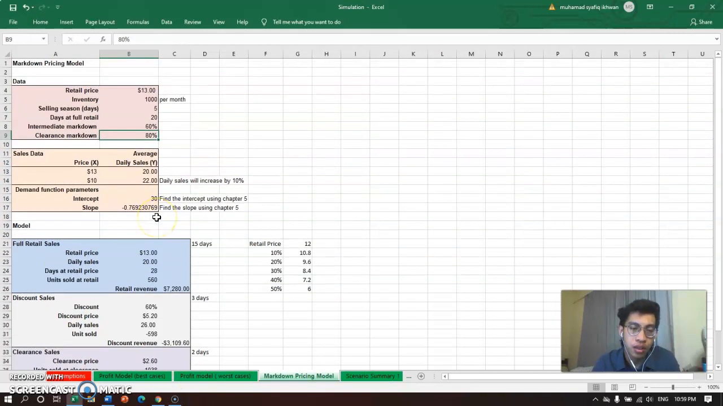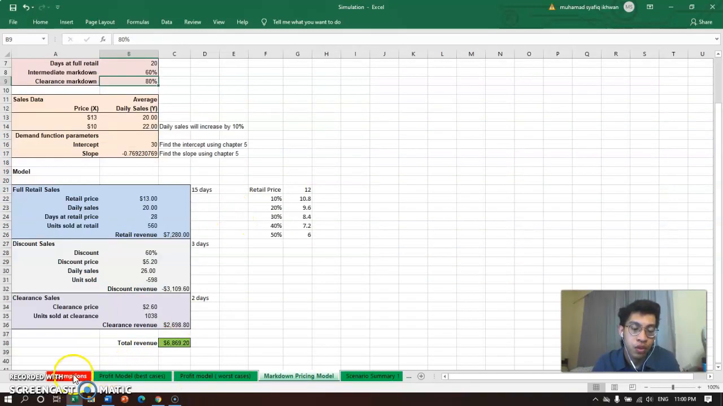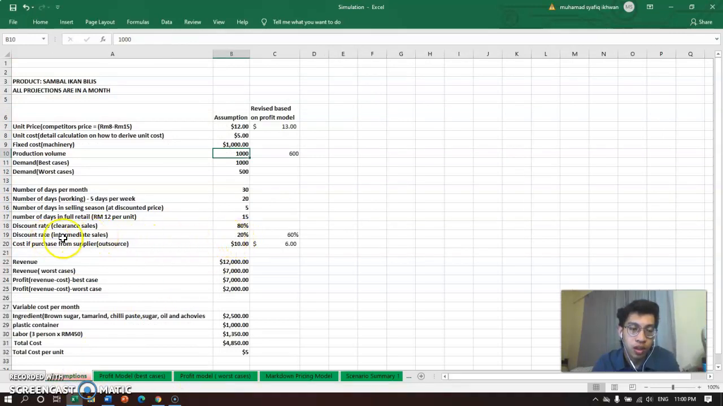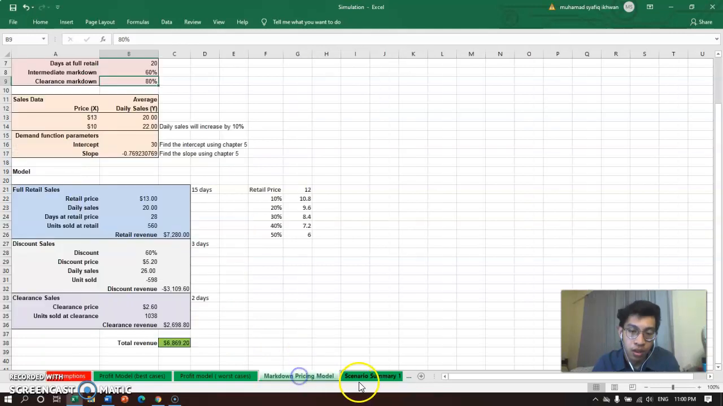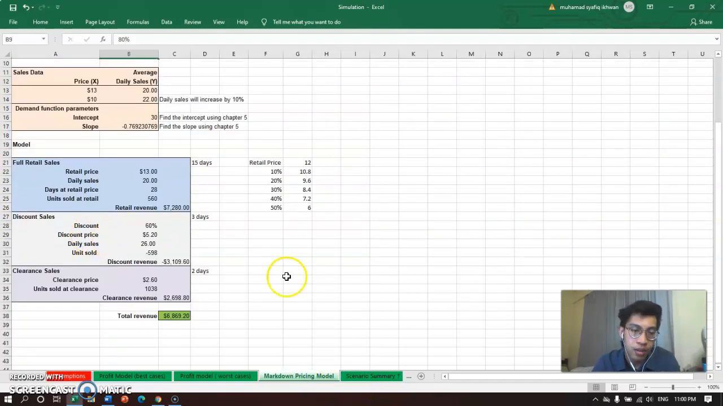I need to know whether it is suitable for me to sell my product at the intermediate sale 20% and my clearance sale at 80%. But after I calculate it, I am not getting revenue at this discount sale. It's not the clearance sale. Clearance sale, I'm still getting a clearance revenue of 2,698 ringgit 80. But at my discount sale, I am getting a negative revenue. So this I need to change.